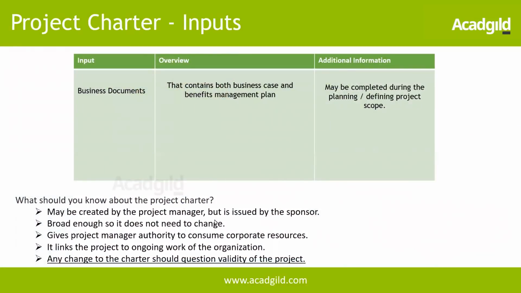So let's look at the inputs to the project charter. The first input being the business document. So what does a business document contain? It contains the business case and the benefit management plan. What's a business case? A business case is nothing but a justification document. So why are we doing this project?